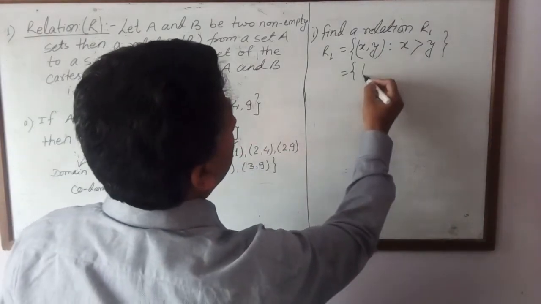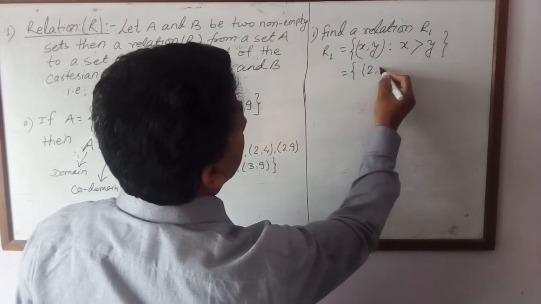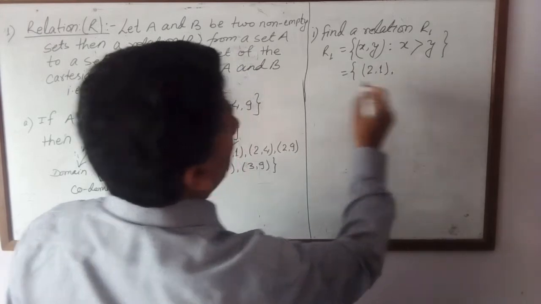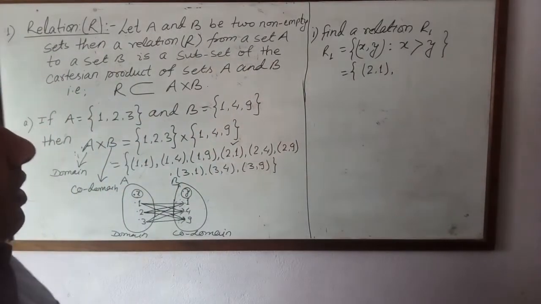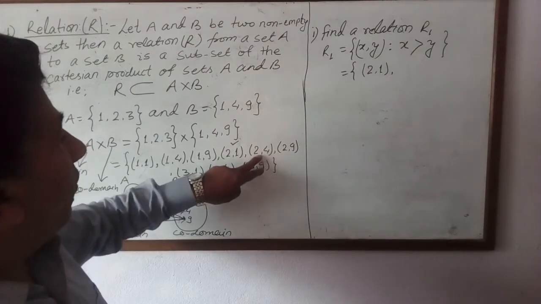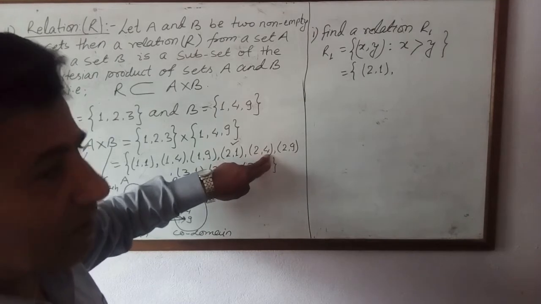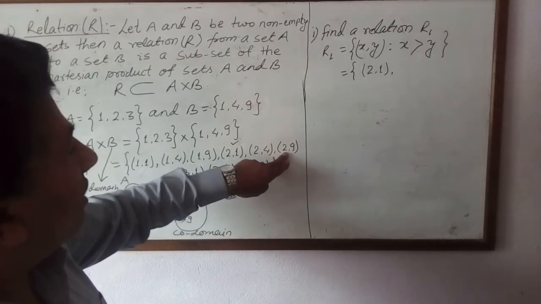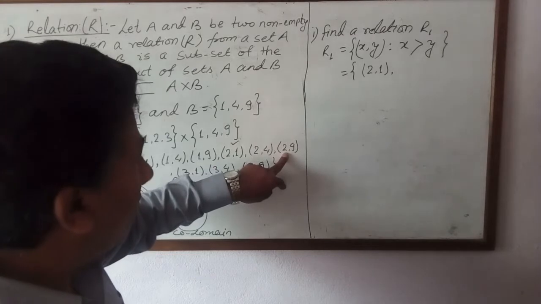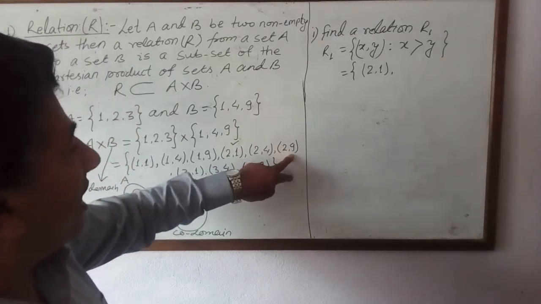That's why in this relation one ordered pair, that is 2, 1, we can write here. Next one, 2, 4. Here 2 is smaller than 4. That's why we cannot take this 2, 9. X is smaller than Y. That is, 2 is less than 9.